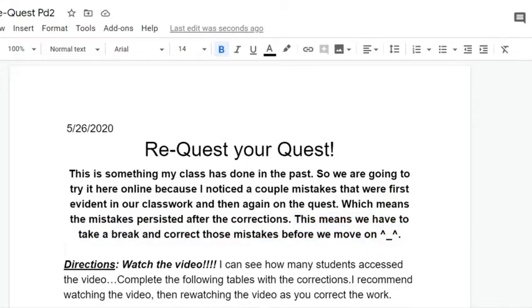A couple things I noticed when I corrected your classworks is that I would correct the classwork and then the next day I would see the same mistakes. I would correct that classwork and the next day I would see the same mistakes, which resulted in the same mistakes that were on the quest. So we have to take a timeout and we have to really put emphasis on correcting those mistakes.